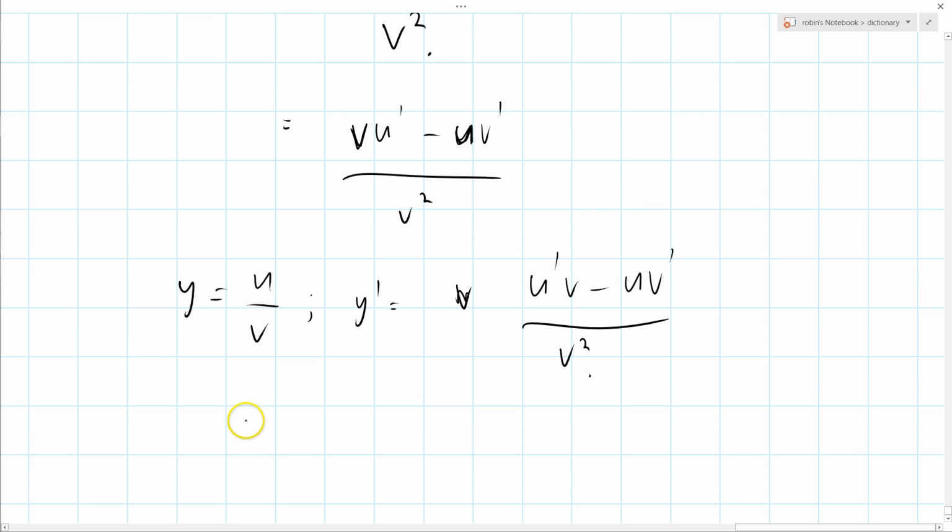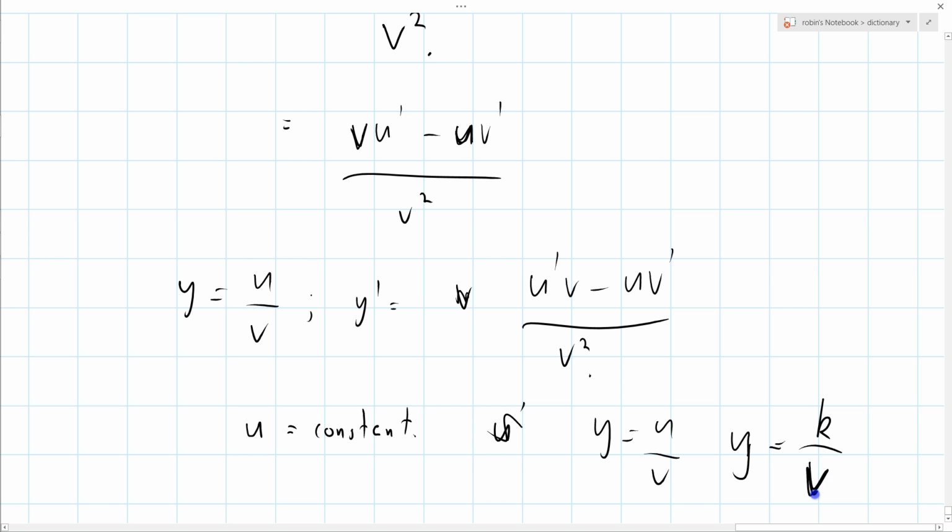Make the observation that if u is constant, what happens to this formula? Well, in that case, if we've got y equals u over v, that means that y equals some constant over v.